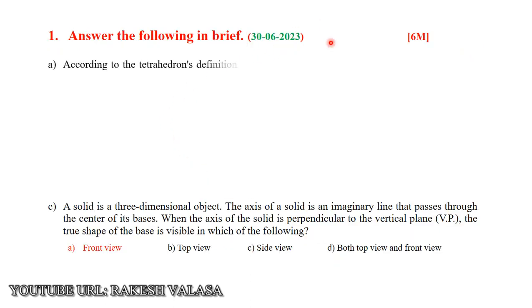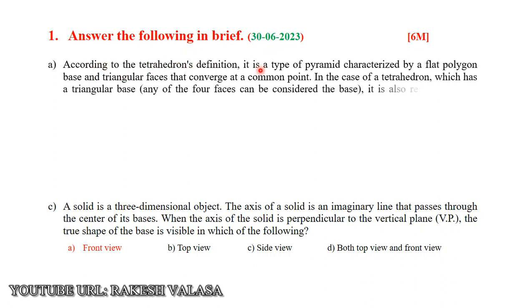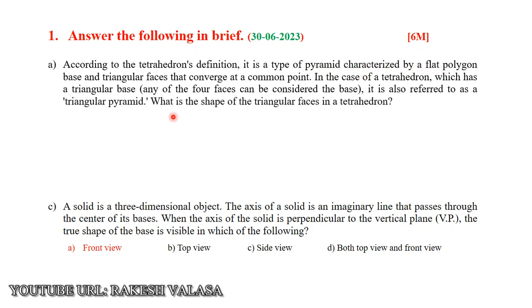Let us move to the next paper, that is 2023 in the month of June. According to the tetrahedron definition, it is a type of pyramid characterized by a flat polygon base and triangular faces that converge at a common point. In the case of tetrahedron, which has a triangular base, any of the four faces can be considered the base. It is also referred to as a triangular pyramid.